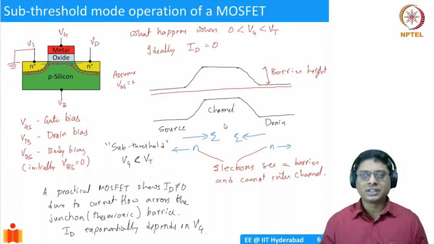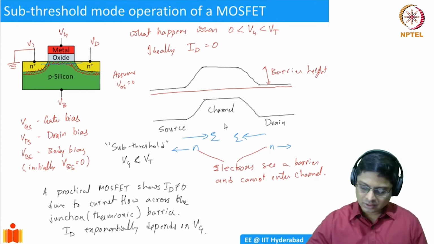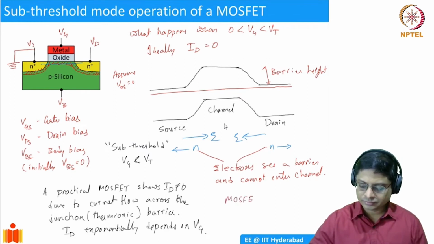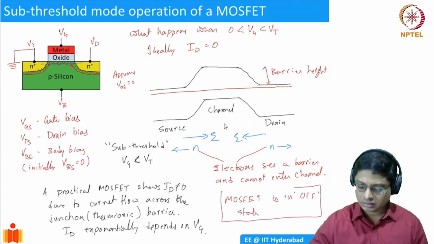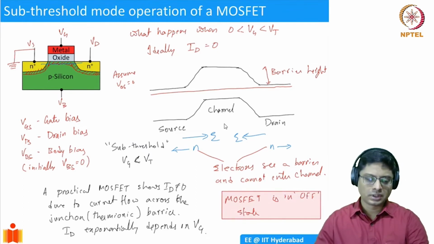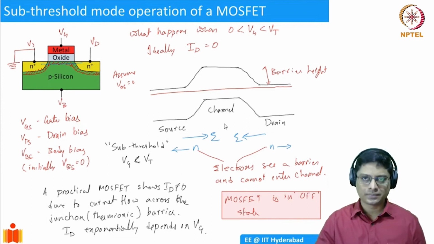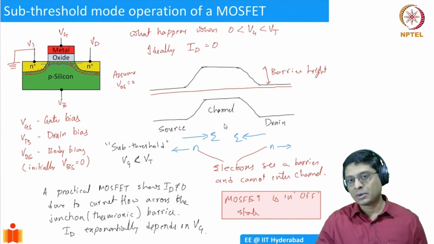Okay. So the device is off, right? So basically, sub-threshold implies the MOSFET is in the off state. Right? Well, now what happens if you increase the gate voltage above Vt?